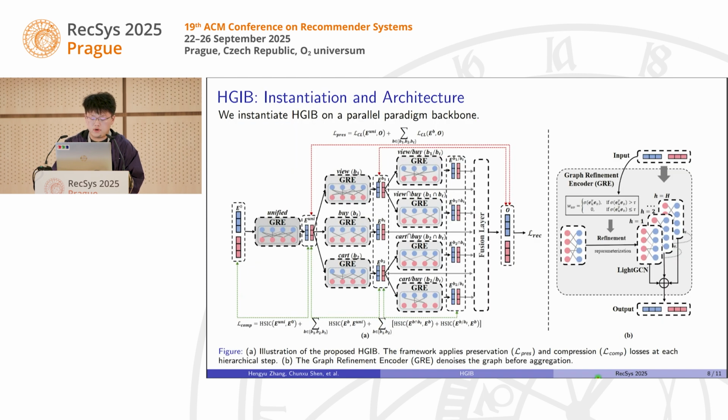Here is what our framework looks like. We instantiate it with a parallel backbone. As you can see in the figure, the model has a hierarchical structure starting from the unified encoder and then branching into the behavior-specific and behavior-commonality encoders. At each step, we apply our preservation loss and the compression loss to do the information bottleneck. And as you can see, each encoder is a graph refinement encoder, which denoises the interaction graphs before performing the message passing.